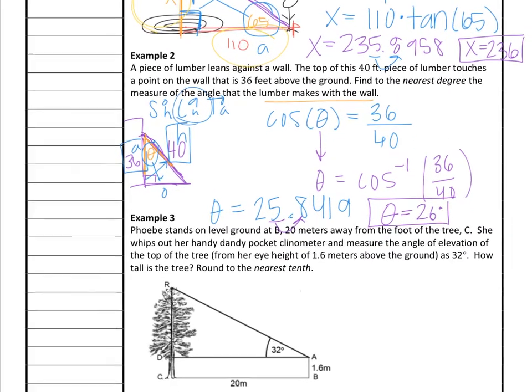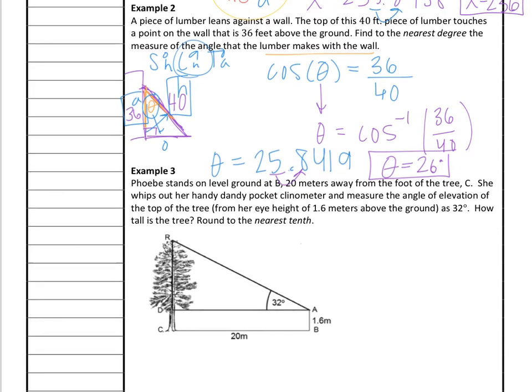Taking a look at the next problem, we have Phoebe stands on level ground at point B. So Phoebe's over here. She's 20 meters away from the foot of the tree. The foot of the tree, or the base of the tree, is just the point at the bottom. She whips out her handy-dandy pocket clinometer and measures the angle of elevation to the top of the tree. This pocket clinometer is just a tool to measure angles. From her eye height of 1.6 meters above the ground, it is 32 degrees.